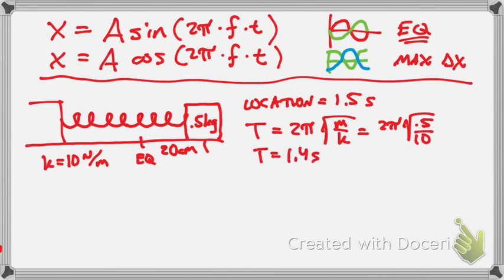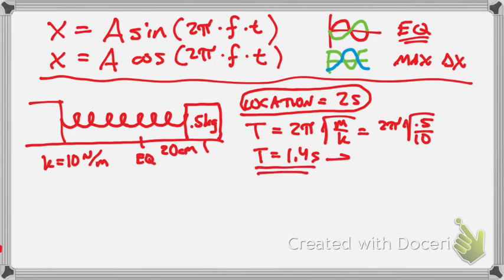So let me make a little change to this. Let's say after 2 seconds, where is it going to be located? So why did I find the period? Well, the period is going to lead you to your frequency. Frequency is 1 over the period. So 1 over 1.4, we have a frequency of 0.71 hertz. So that means that every second we're completing about 71% of an oscillation. It takes us more than a second to complete it all together.